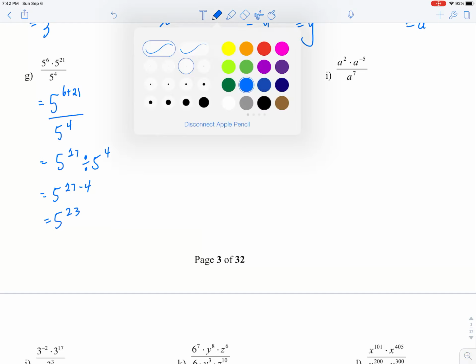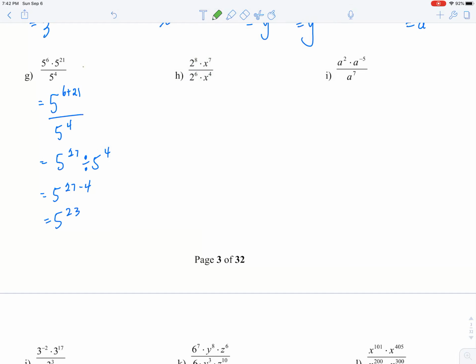That's one way. But you might see that we can do 5 to the 6 plus 21 minus 4 all at once. And if it's all just timesing and dividing, you can totally do it that way. And that would get you to the exact same place, because 6 plus 21 is 27.